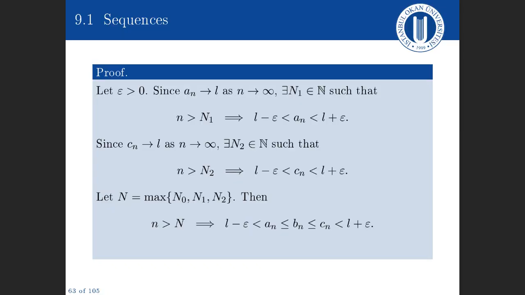But then, if we're bigger than N0 and bigger than N1 and bigger than N2, then this is true. If we're bigger than N0, then Bn must be between An and Cn. If we're bigger than N1, then An must be bigger than L minus epsilon. And if we're bigger than N2, then Cn must be smaller than L plus epsilon. So that proves that Bn is between L minus epsilon and L plus epsilon. That proves that Bn converges to L as n tends to infinity.